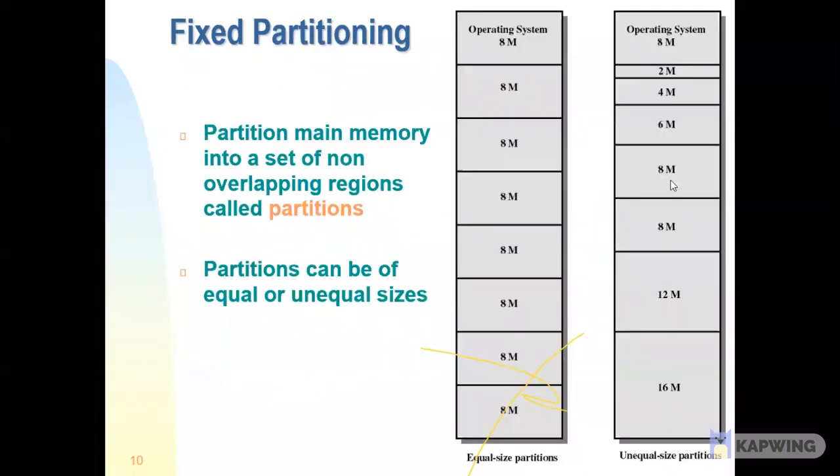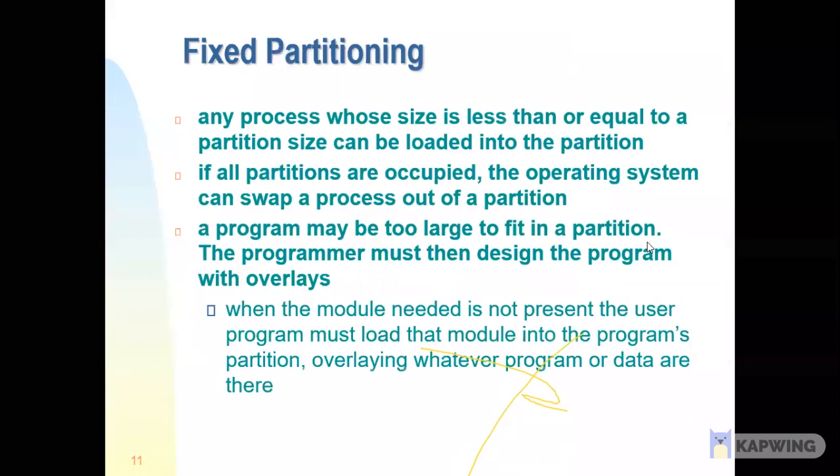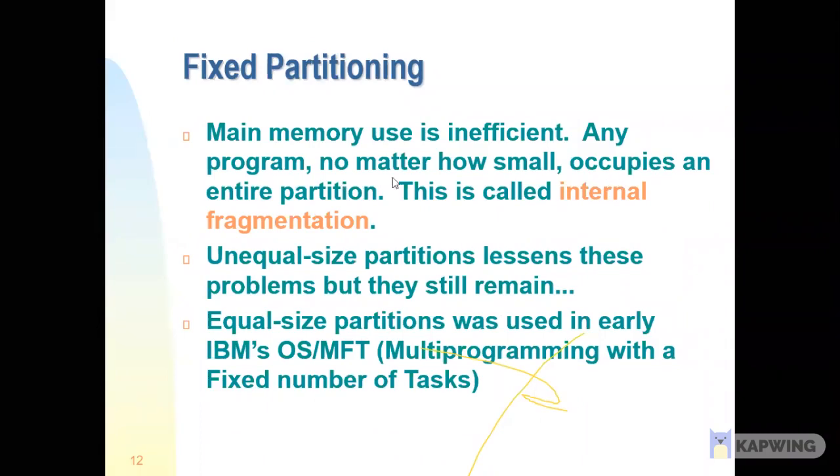So here, suppose your program is of 7 MB. It will occupy this 8 MB partition and 1 MB will be remaining here. So that is called internal fragmentation.